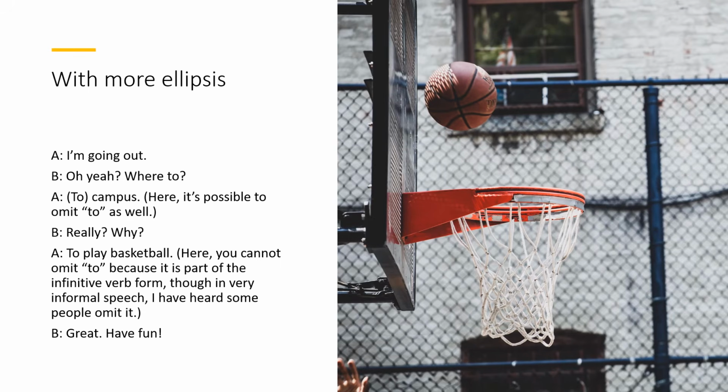And now with more ellipsis. I'm going out. Oh yeah, where to? To campus. Here it is possible to omit to as well and just say campus. Really? Why? To play basketball. Here you cannot omit to because it is part of the infinitive verb form, though in very informal speech I have heard some people omit it. And finally, great, have fun.